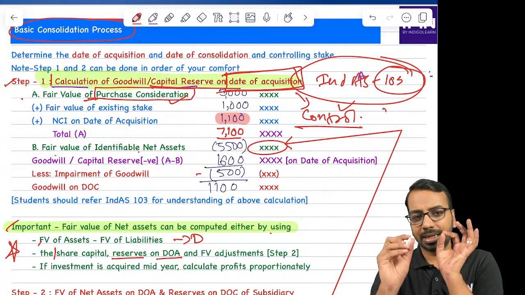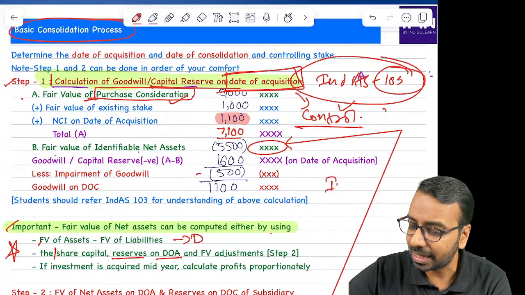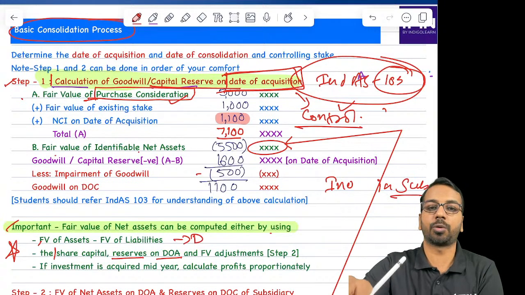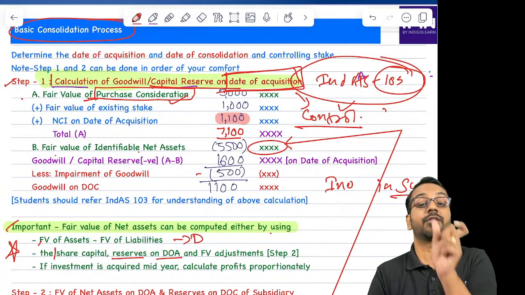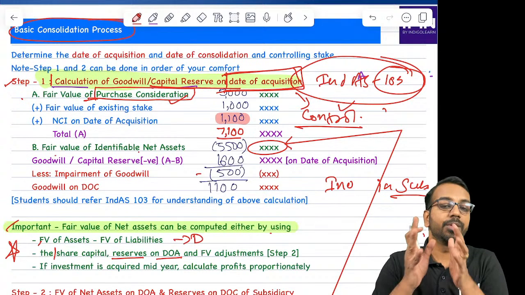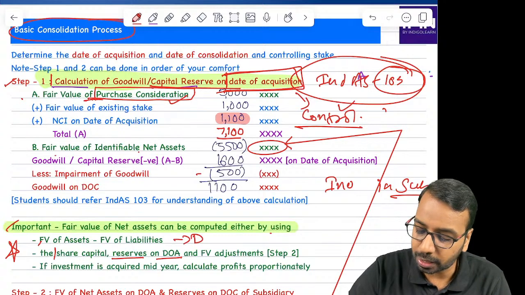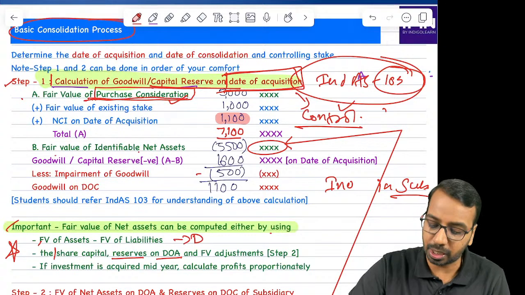This number is generally given directly as investment in subsidiary. They will directly give you in the question that we have acquired the subsidiary for this amount. So here also I don't expect a very complex calculation when it comes to calculation of purchase consideration. So that is the first thing.